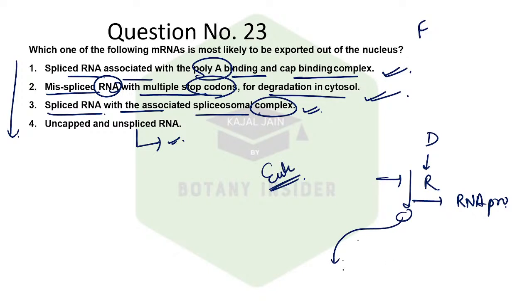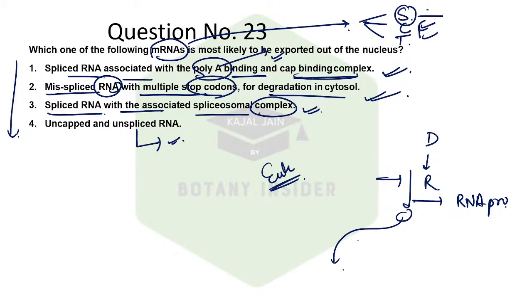For exporting out, there are three main mechanisms. And if you look into the mRNA, what are the three mechanisms? Splicing, capping, and tailing. Capping and tailing are for protecting it from degradation, and splicing is for removal of the introns, right? So, a spliced RNA which has a poly A binding and a cap binding complex, obviously the answer will be option number 1.